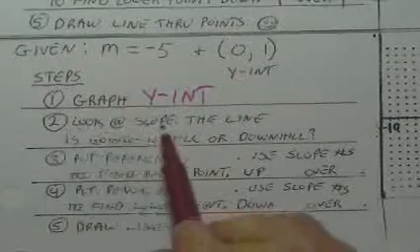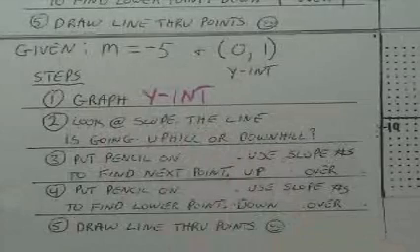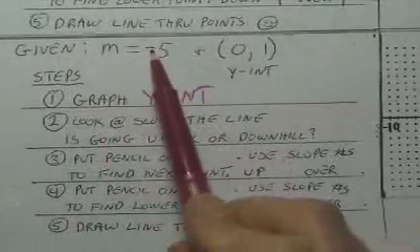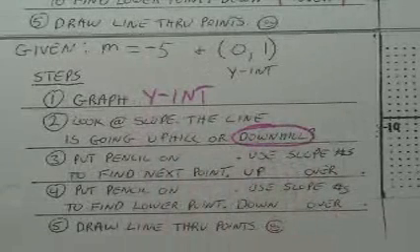Step 2. Look at the slope. Is the line going uphill or downhill? Looking at the slope, it's negative, so that means it's going to go downhill. Negative slope.